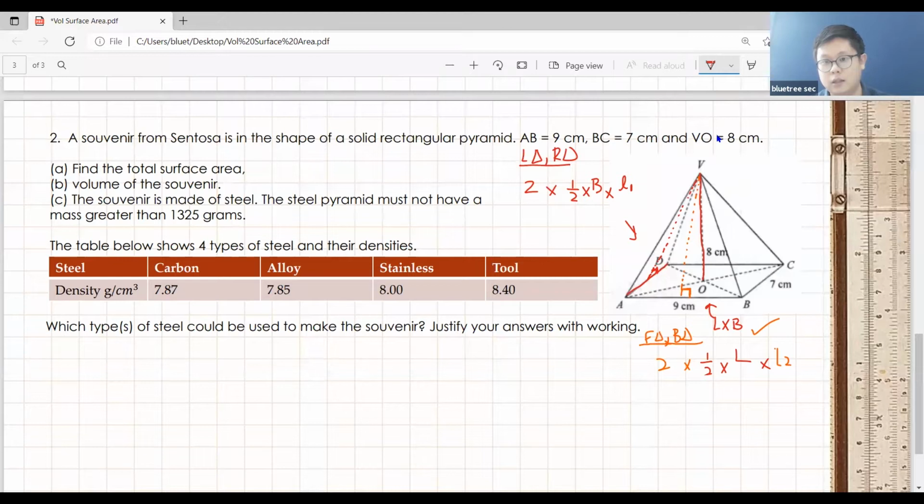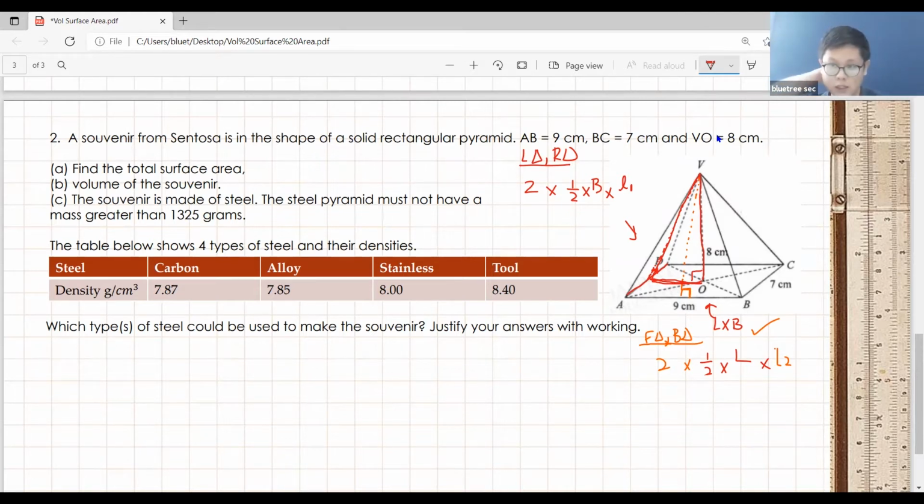And the horizontal length here basically connects from the midpoint O to the middle of A and D, right? And then finally the slant height here. Now this triangle that we just created is a right angled triangle, which means that to find the slant height, we need to use Pythagoras Theorem.